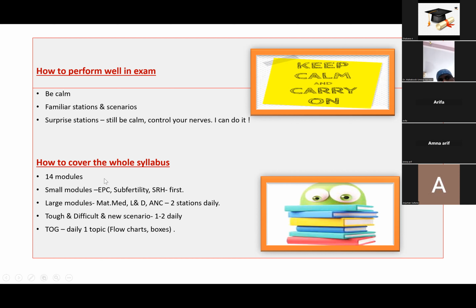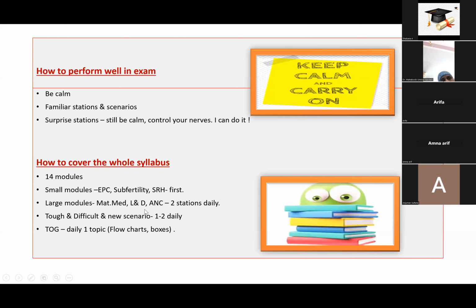You can break these modules into small modules, large modules, your difficult topics, and the TALK articles. Small modules are early pregnancy, subfertility, sexual health, and urogynaecology also. So you can finish them first. This will give you a sense of achievement.